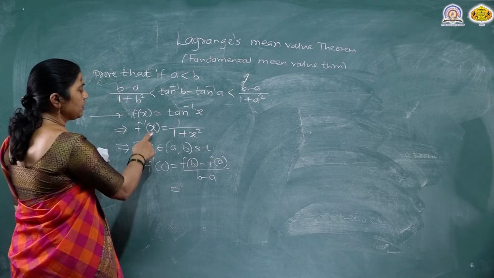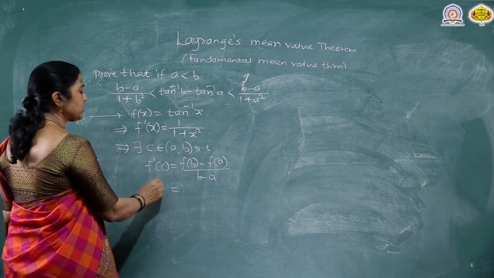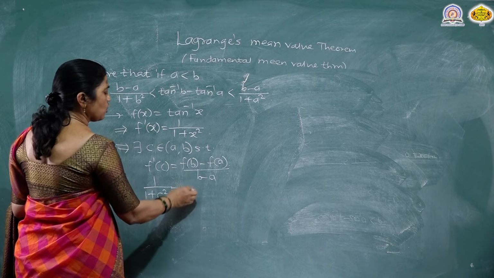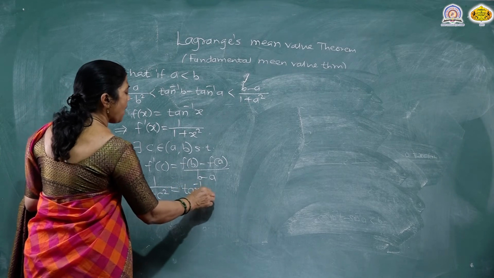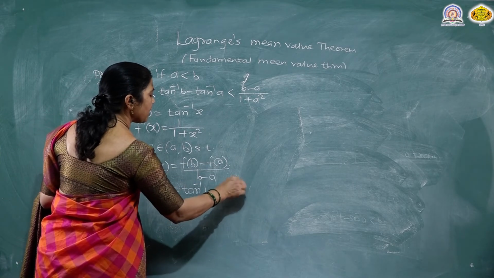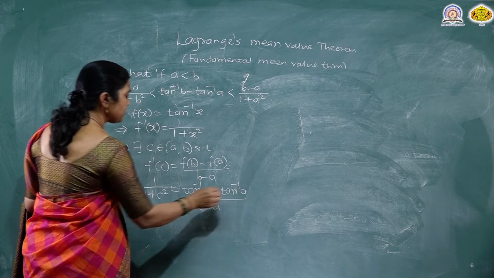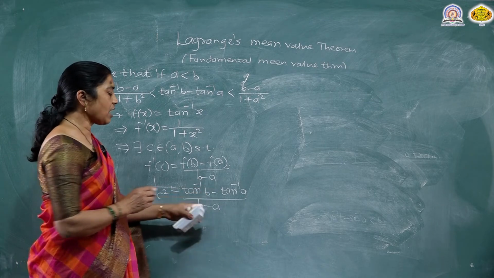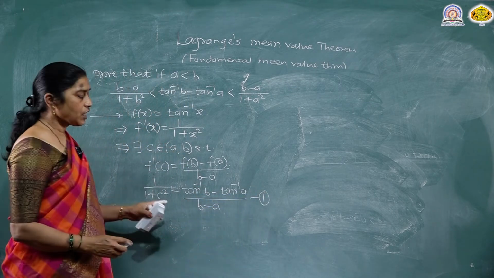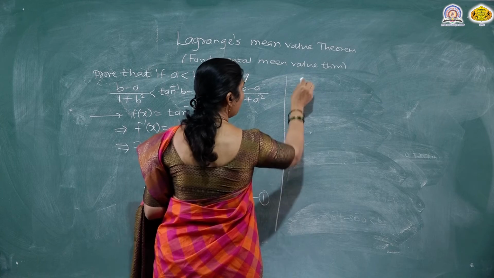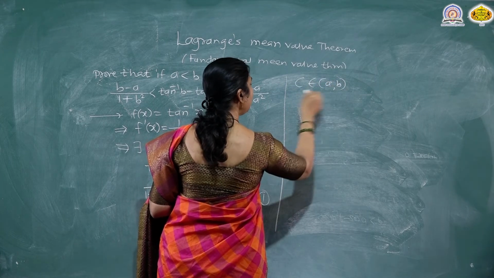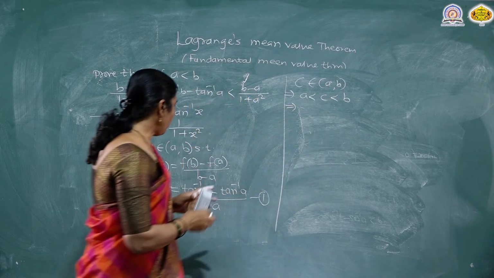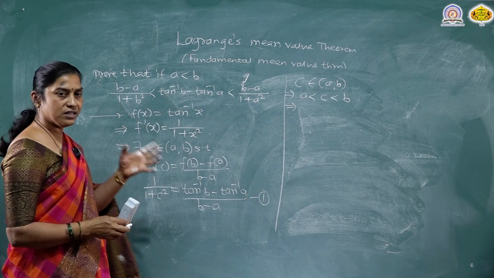But what is f dash c? Replace x by c here. So f dash c becomes 1 upon 1 plus c square. f(x) is tan inverse x, so f(b) is tan inverse b and f(a) is tan inverse a, upon b minus a as it is. So we get 1 upon 1 plus c square is equal to (tan inverse b minus tan inverse a) upon (b minus a). Now observe that this c lies between a and b, meaning a is less than c is less than b. We want to see where the value of 1 upon 1 plus c square lies.